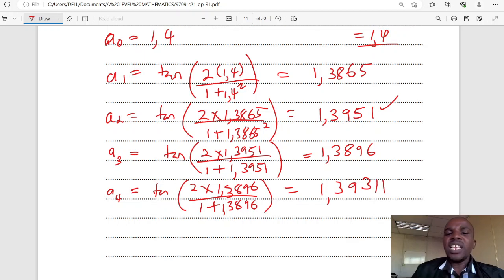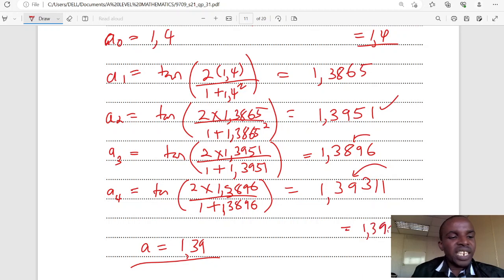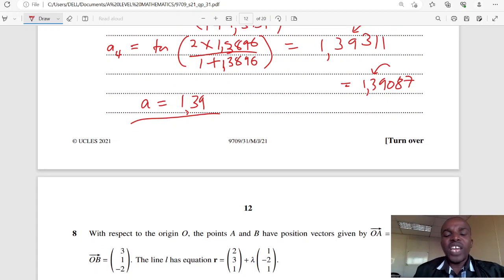It will be 1.39311. As you can see, if we round off this part, we get 1.39. So the root, which is a, is 1.39. If we continue further, for a5 you get 1.3908, 7 something. If you still round off, you get 1.39. Then a6 is still the same, 1.392, and rounding off gives 1.39. So that's the value of a, done.